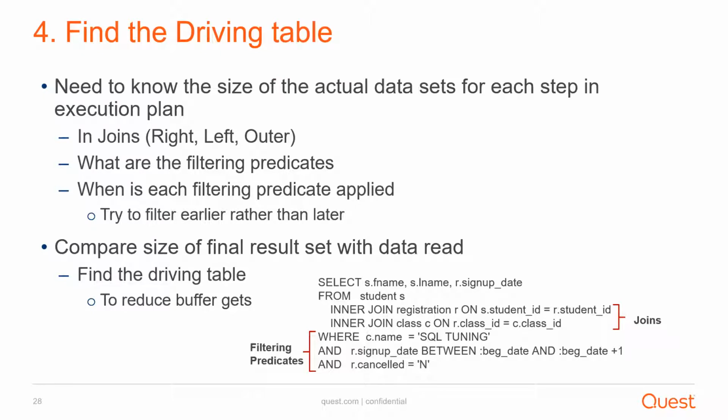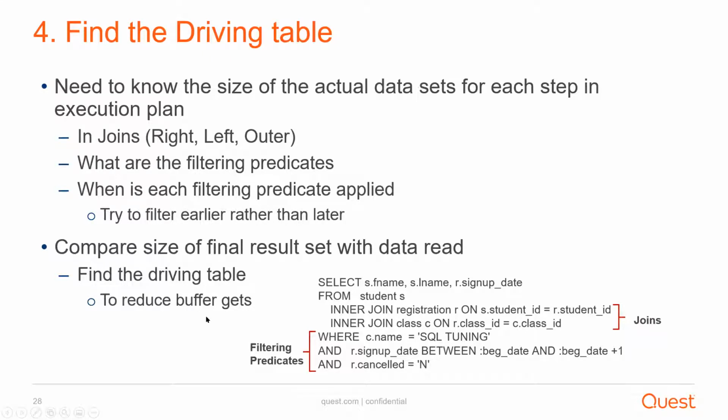Find the driving table. This is my fourth tip, and basically what I mean is you want to drive the query by the table with the smallest amount of data returned, as opposed to bringing back data on all of the tables, joining them, and then throwing the data out. So you want to find the table with the least amount of data and build on it. You can look at each step and in the joins, figure out if you're doing right, left, or outer, and then look at the filtering predicates, and try to filter earlier rather than later. Now you want to compare the final result set with the amount of data read, with buffer gets.